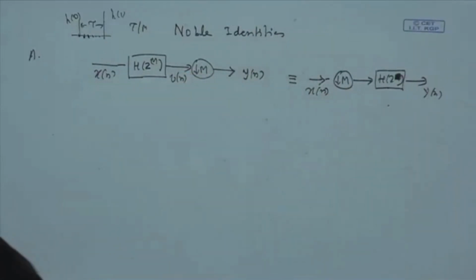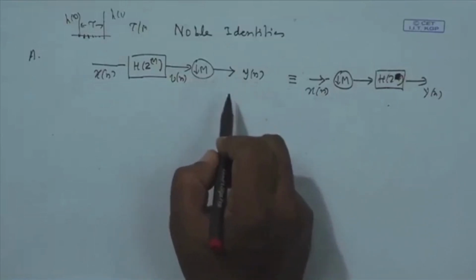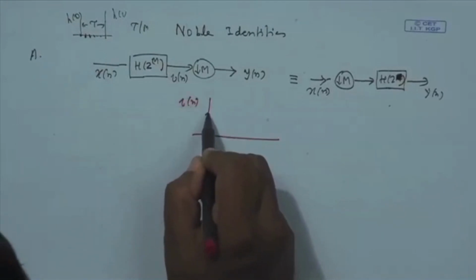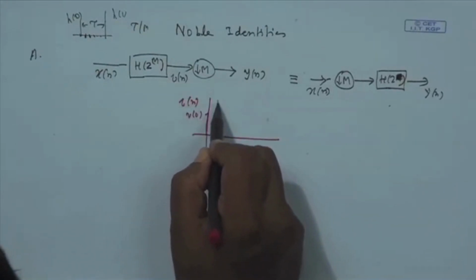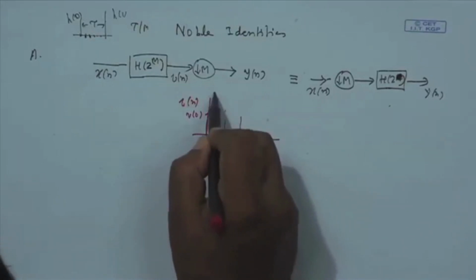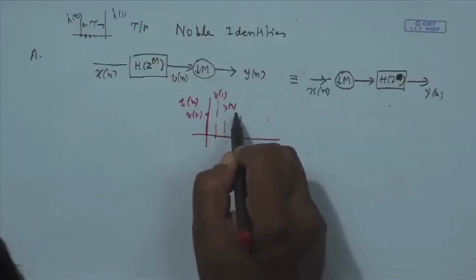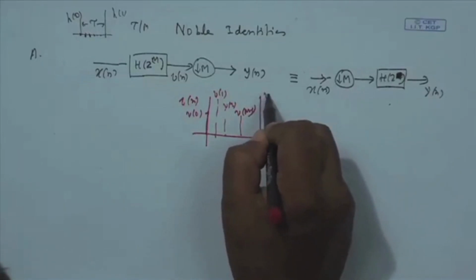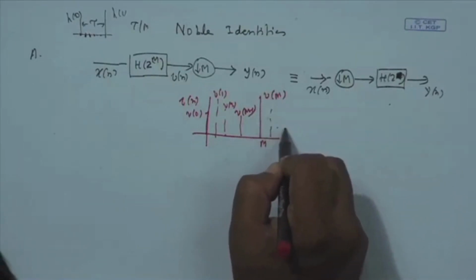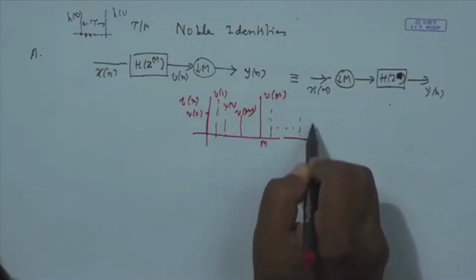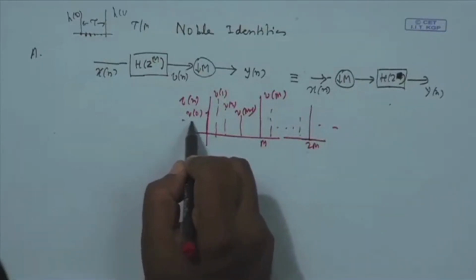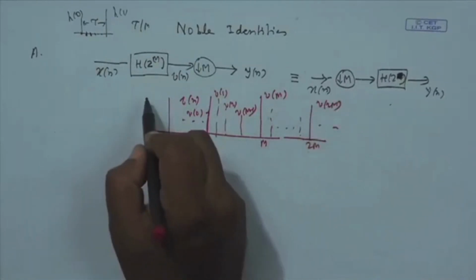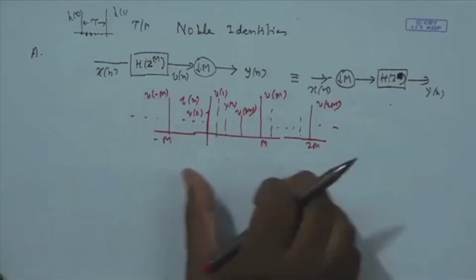Now, I have to prove it. Now, you see y n is the decimated version of v n. That means, if there is a sequence v n, say v 0, then you have got v 1, v 2 dot dot dot v M minus 1, and after that you have got v M, then again intermediate samples, at 2 M you have v 2 M, then at minus M you have got v minus M dot dot dot dot. This is the v n sequence.